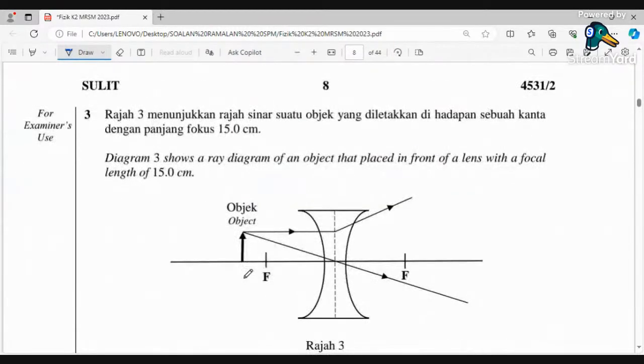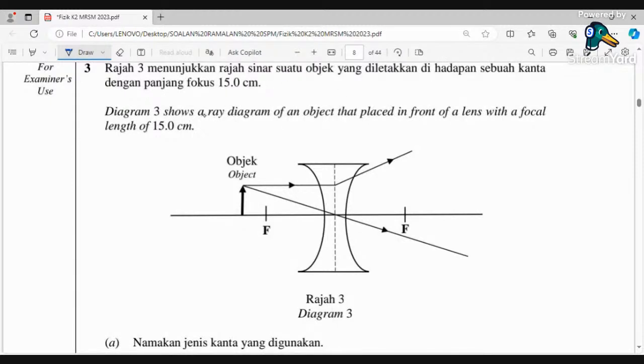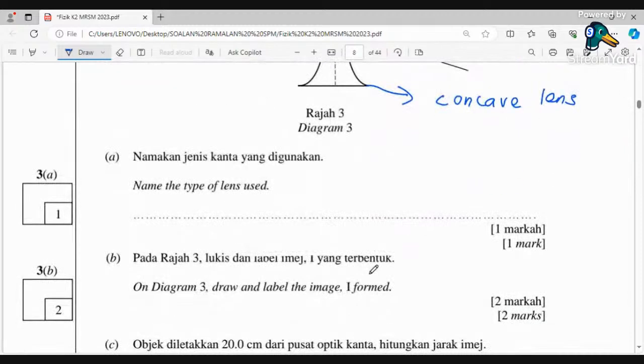Okay, number 3. The diagram shows a ray diagram in front of a lens, focal length 15. This type of lens we call a concave lens. For a concave lens, the focal length is virtual, so it is negative 15. Name the type of lens used. Write down here, concave lens.